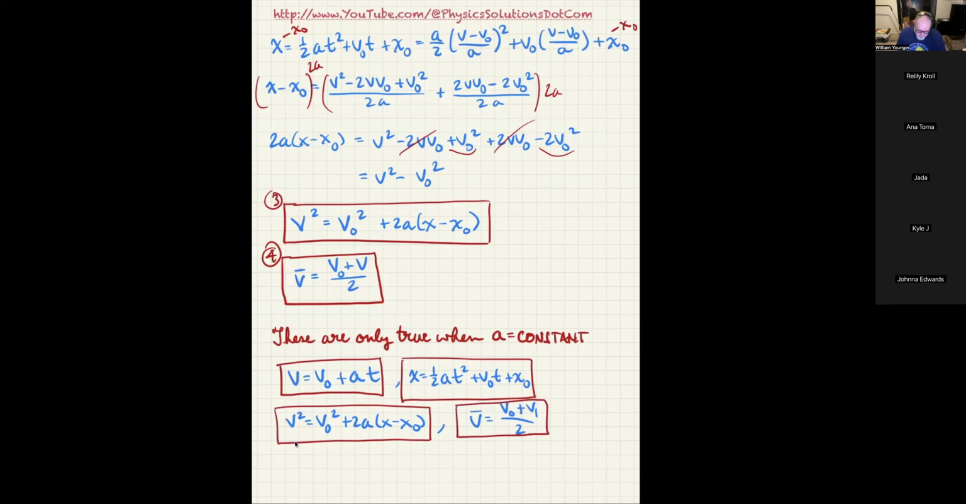Okay, and they're called our kinematic equations. I'm going to label them 1, 2, 3, and 4, and if I can remember, I'll probably be referring to them as 1, 2, 3, and 4. Anybody have any questions with that?